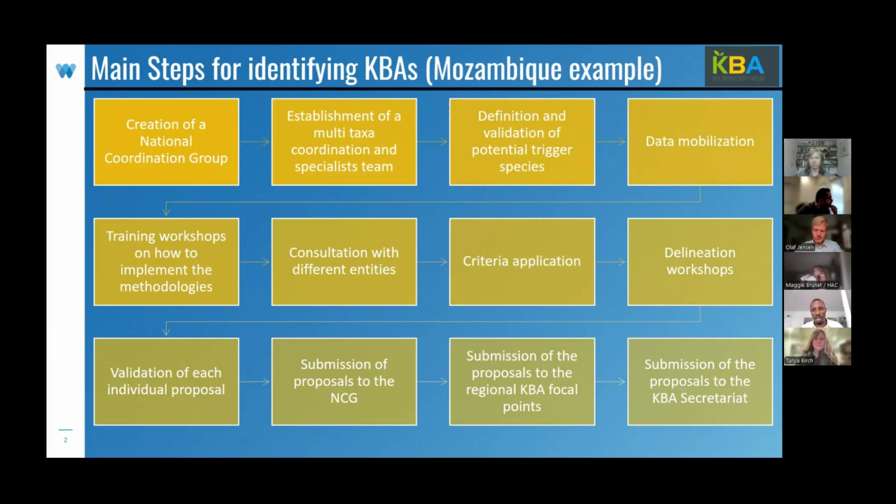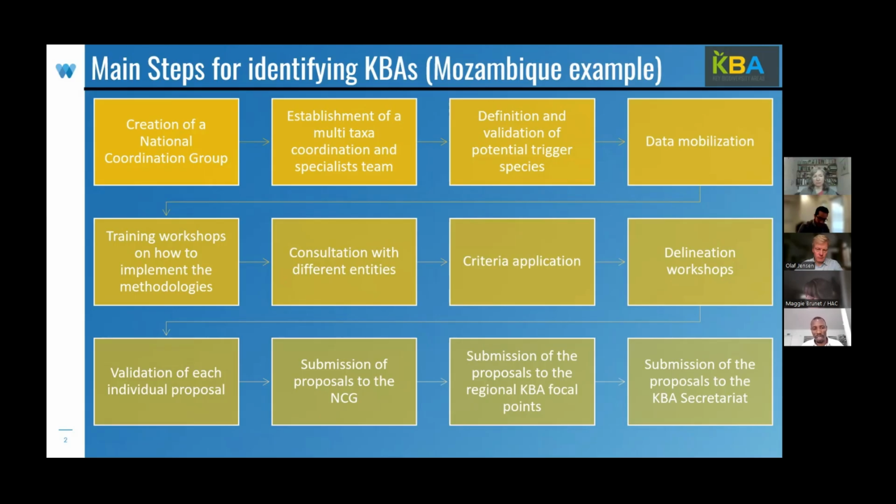But establishing a national coordination group is key, and has already been explained, but also training to ensure that there's the capacity in the country needed to go through the process of applying the criteria and also conduct the boundary delineation, ensuring that you come up with a management unit in the end. So this is a summary of all the steps that were taken into consideration, including data mobilization, engaging with several stakeholders to make sure that that process is inclusive.